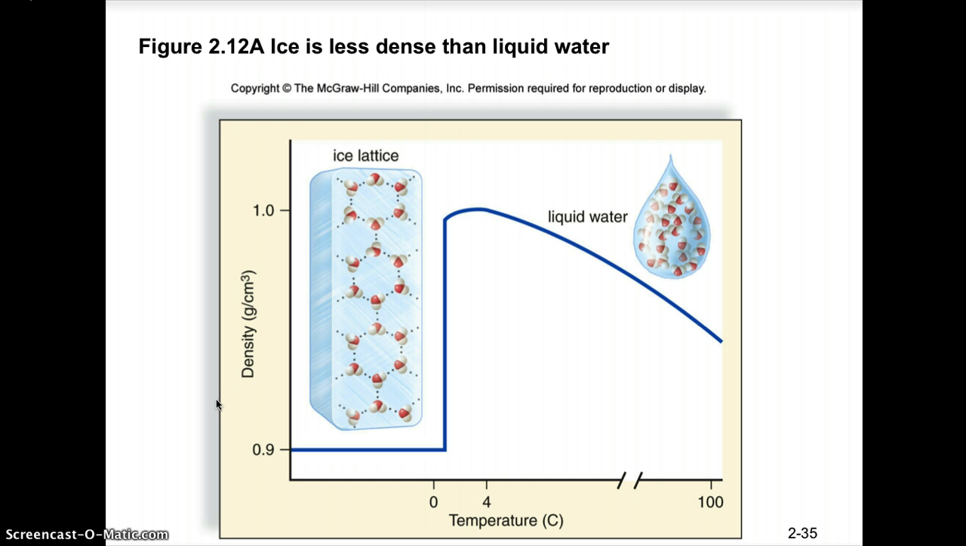So those are some unique properties of water. Water is also one of the only substances on planet Earth that could exist in a solid, liquid, and gaseous form.